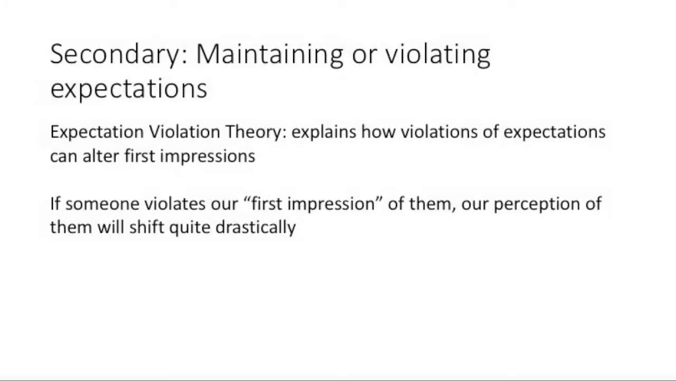Nonverbal behavior also is a way in which we maintain or violate these expectations. Related to this idea is this notion of expectation violation theory, which basically explains how violations of expectations can alter our first impressions. Basically, the idea here is that if someone violates our first impression of them, our perception of them will shift quite drastically. So, for example, let's say based upon your first impression of a person, you assume that they're actually very, very friendly, but then they violate that expectation. Your perception of them will shift drastically, where you're more likely to say, wow, they're actually a terrible person, or they're really mean.